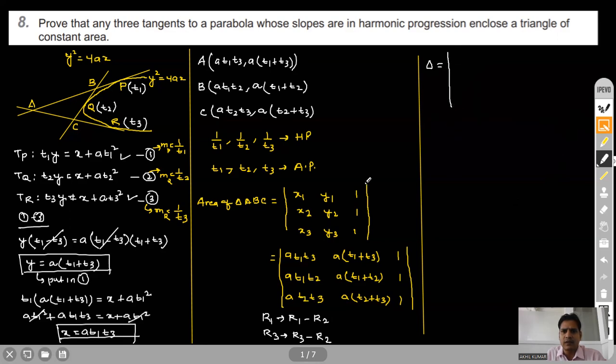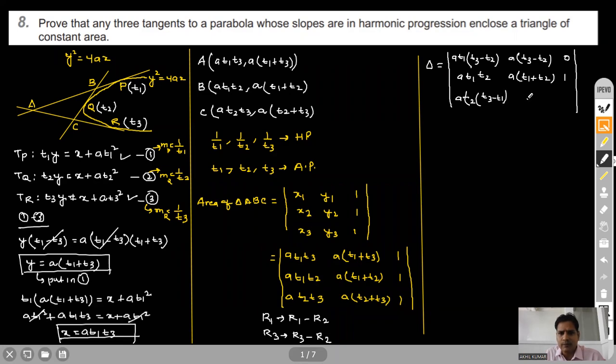So basically it will be R1 minus R2, no? A T1 will be common, T3 minus T2, and from here, if you see, A T3 and A T1, so A T1 will get cancelled out. It will be A times T3 minus T2, and this position will be zero. We are not disturbing row 2, so let it be as it is: A T1 T2, A times T1 plus T2, and 1. And this will be R3 minus R2, no? So A T2 will be common. What will be left out? T3 minus T1.